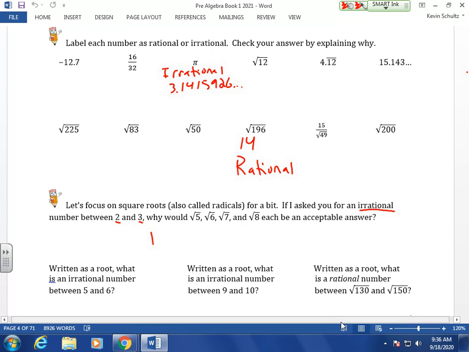If I'm looking for an irrational number somewhere between the values of 2 and 3, and I'm telling you that root 5, root 6, root 7, and root 8 are all acceptable answers. Why is that?